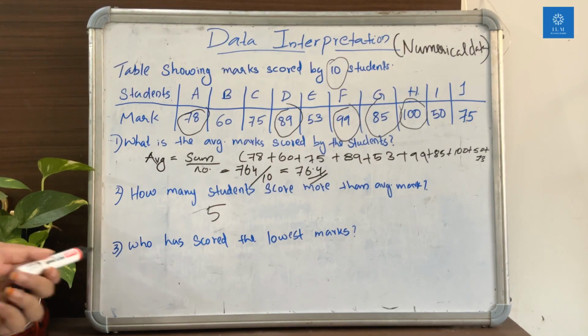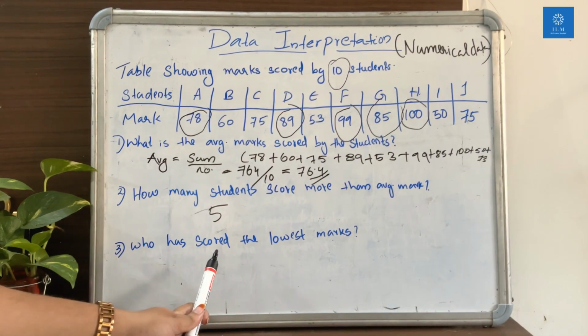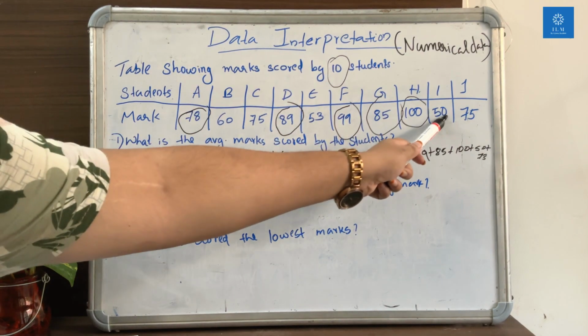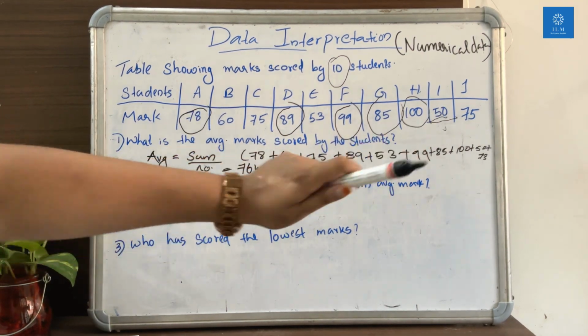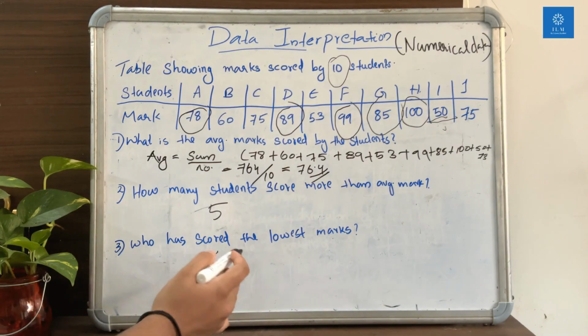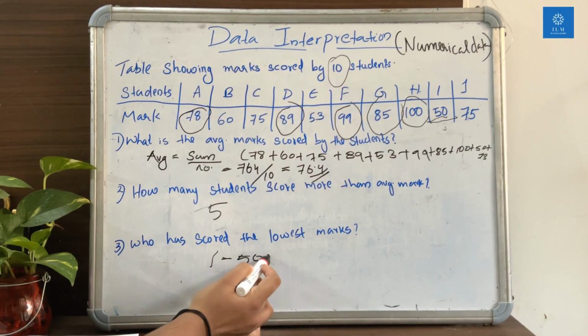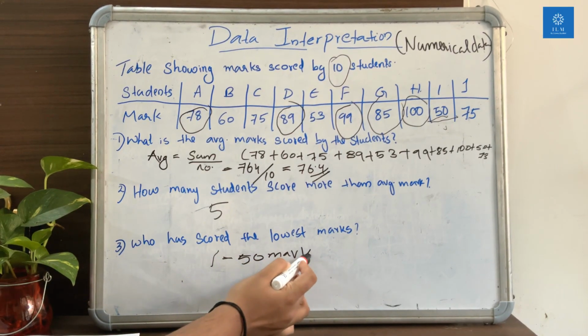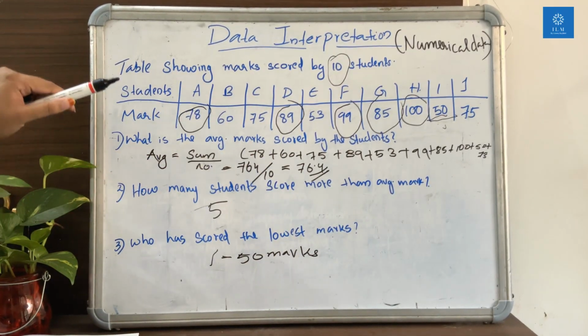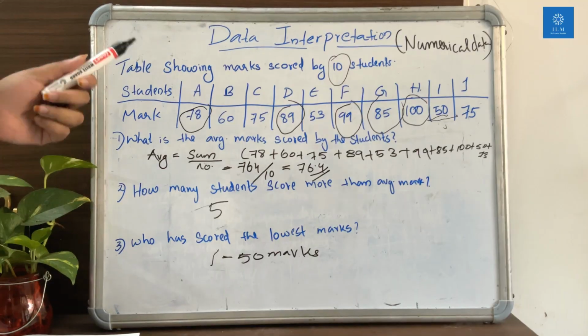Next is who has scored the lowest mark. Among the given, who has scored the lowest mark, it's clear from the table itself, that is student I. So that will be student I, that is 50 marks. This is how the questions will be. Data will be given, and from the data, questions like this will be there. You have to solve the question.